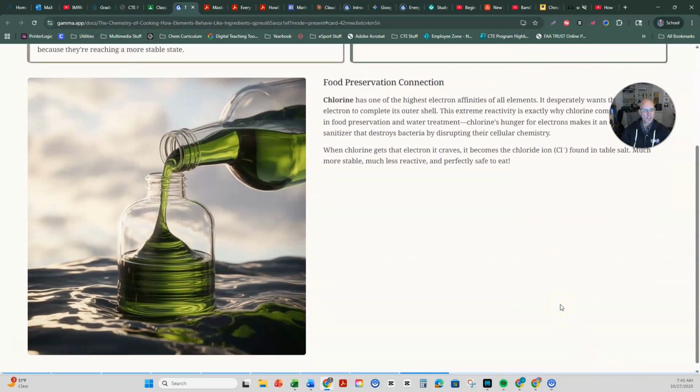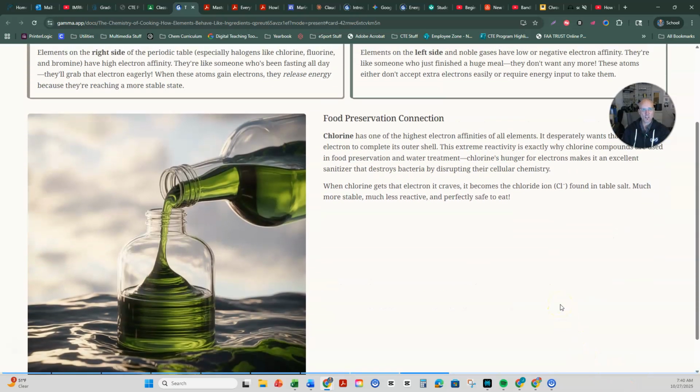Food preservation connection to this. So chlorine has one of the biggest electron affinities of all the elements. It desperately wants that extra electron to complete its outer shell. This extreme reactivity is exactly why chlorine compounds are used in food preservation and water treatment. Chlorine's hunger for electrons makes it an excellent sanitizer that destroys bacteria by disrupting their cellular chemistry. When chlorine gets that electron it craves, it becomes the chloride ion, Cl-, found in table salt. Much more stable, much less reactive, and perfectly safe to eat.